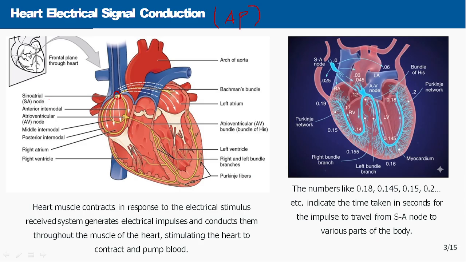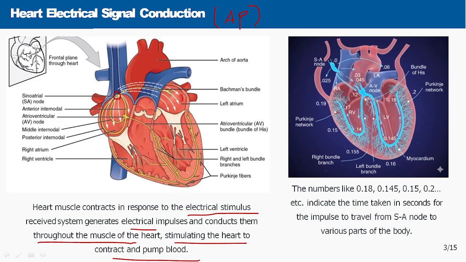Then once this SA node generates the signal, it will depolarize the cells near it. Then that electrical action potential will travel all over this heart muscle. So mark it: this heart muscle contracts in response to the electrical stimulus it receives. The heart generates electrical pulses and conducts them throughout the heart muscle, stimulating the heart to contract and pump blood. All of this starts from this SA node.